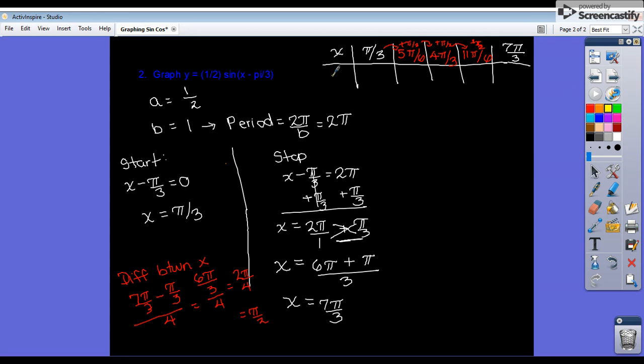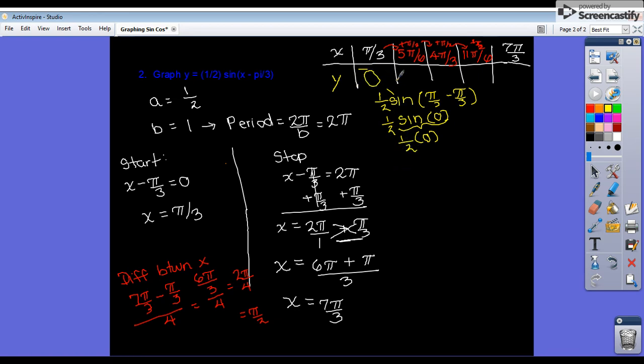So with that, I can plug in the x values to get a y value. So to start off with, I'm going to replace the x with my first x value, which is pi over 3. So it's going to say, 1/2 sine of x, which is pi over 3, minus pi over 3. So this would give me the sine of 0. I'm going to drop down the 1/2, and I take the sine of 0, which is 0, and multiply it by 1/2, which would still give me 0.